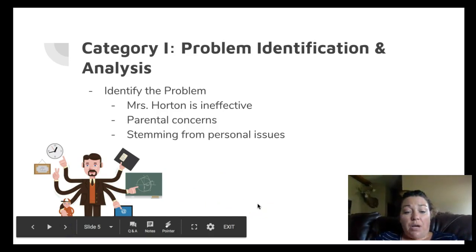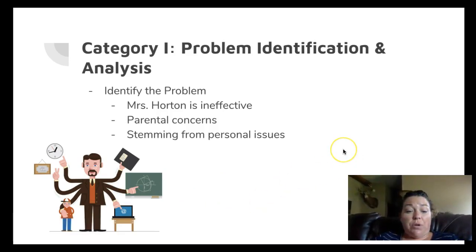So identifying the problem, what I do know and what the problem is at this point is Mrs. Horton is ineffective in the classroom because of her personal life interfering. I know that there are also parental concerns, and that those are coming in frequently to the principal's office and to the school board. And all of this seems to be stemming from some personal issues in Mrs. Horton's life.